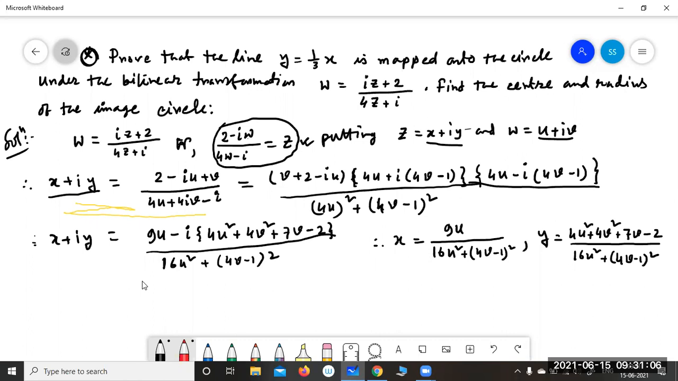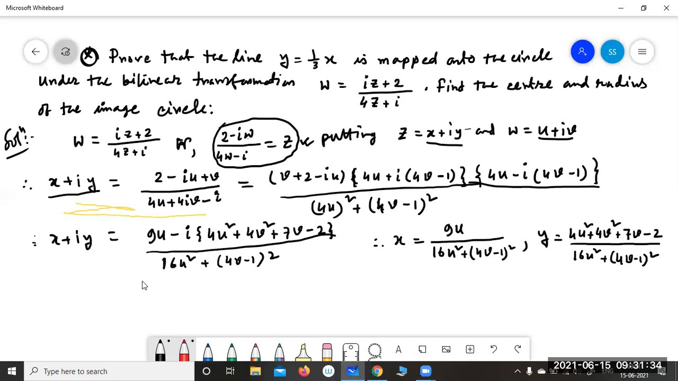Because y = (1/3)x is given for the z plane, we have to take the z plane transformation. So we are making z free. Instead of this z, we put x + iy. Then we put the value of w, that is u + iv, in the numerator. So minus i into (u + iv) is minus iu minus i^2 v, that means plus v. Now it is clear? Yes, sir.